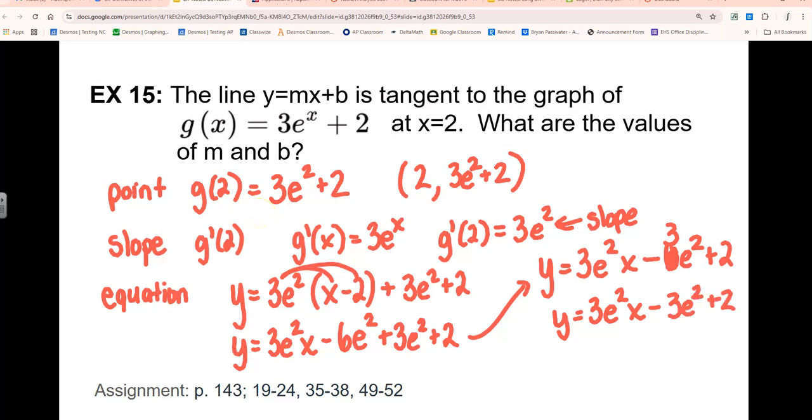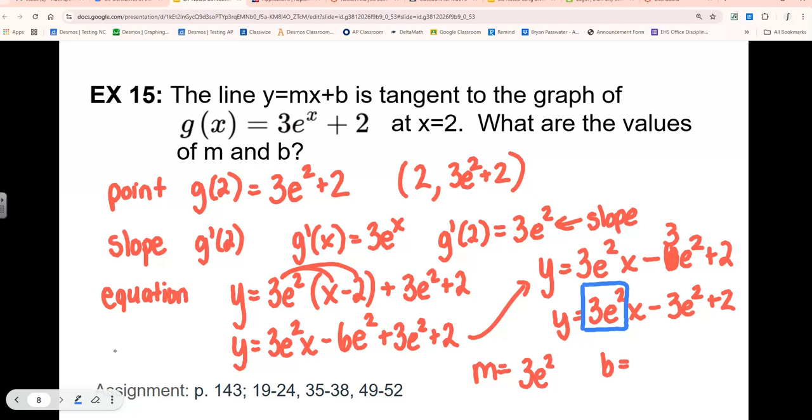Alright, so the question's asking us for m and for b. What is m? What is it, Zach? Almost. Don't include the x, right? Because the x is the variable part. Our slope needs to just be a number. So our m is going to be whatever is multiplied by your x. So the 3e squared. And that is a number, even though it doesn't really look like it. If you type 3e squared into the calculator, it'll give you a decimal. All right. So our m is 3e squared.